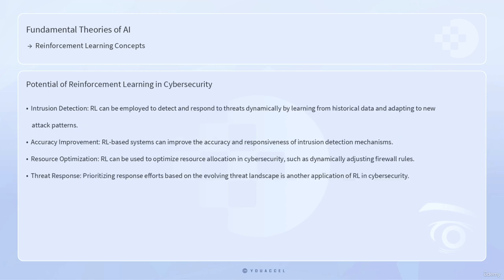Reinforcement learning also holds significant potential in enhancing cybersecurity. In intrusion detection systems, for instance, RL can be employed to detect and respond to threats dynamically. By learning from historical data and adapting to new attack patterns, RL-based systems can improve the accuracy and responsiveness of intrusion detection mechanisms. Additionally, RL can be used to optimize resource allocation in cybersecurity, such as dynamically adjusting firewall rules or prioritizing response efforts based on the evolving threat landscape.